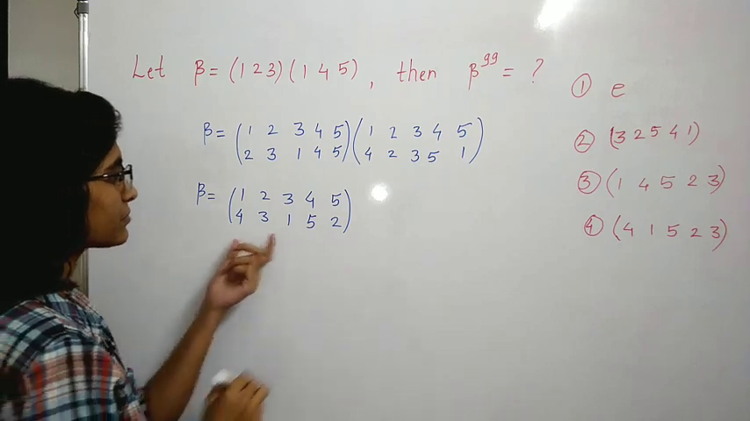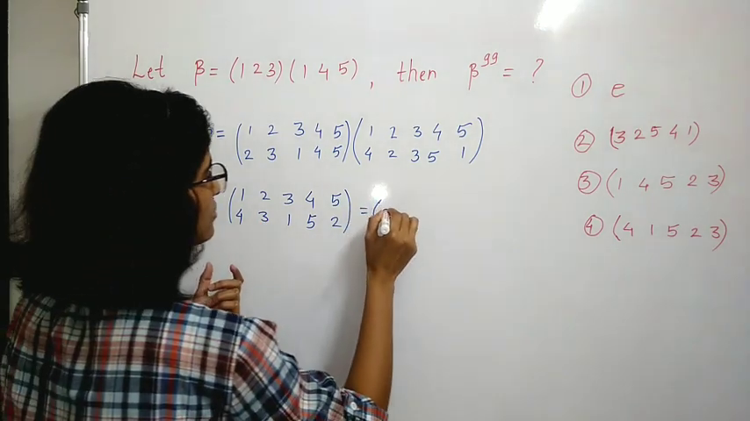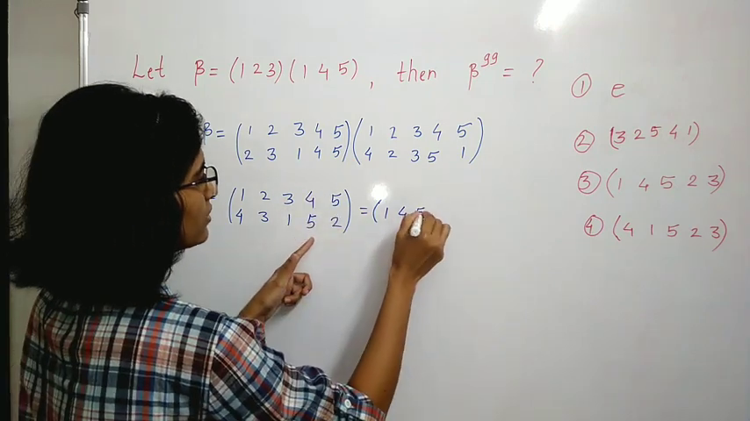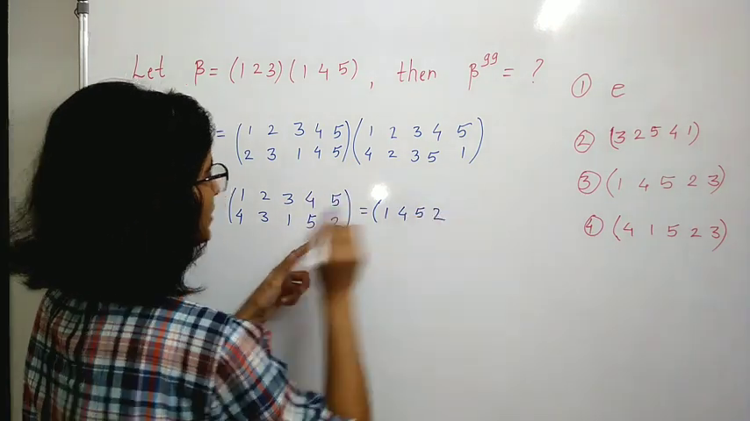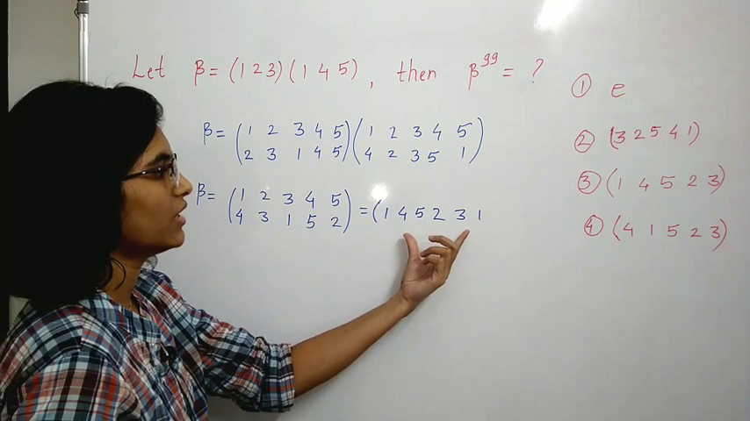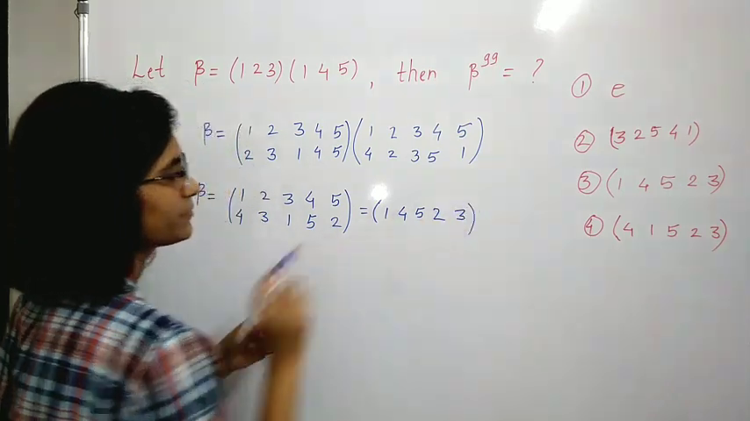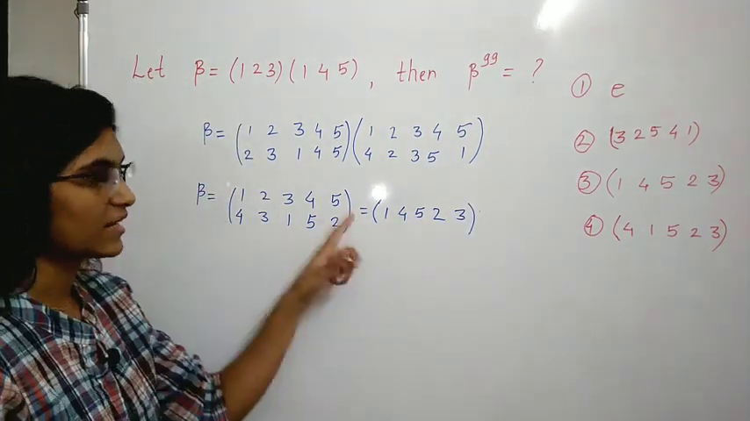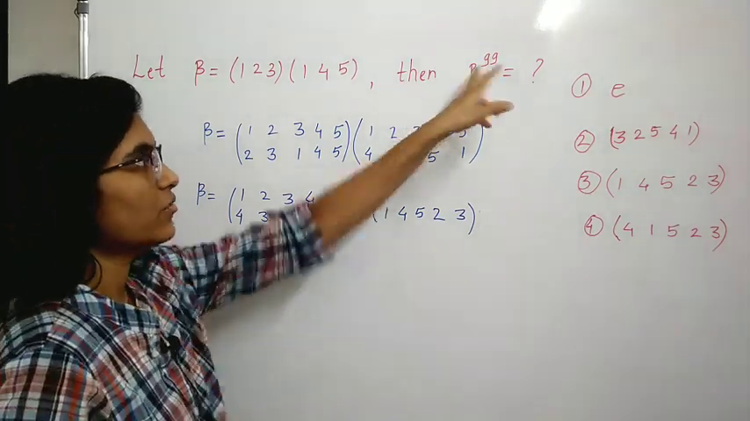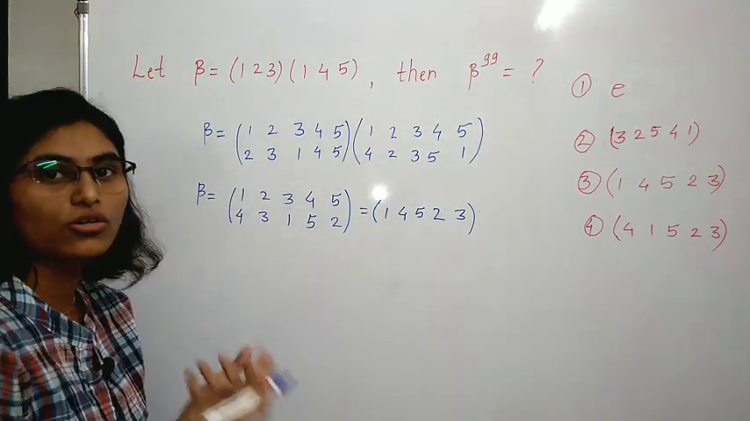Now, we can write this in cycle form as 1 maps to 4, then 4 maps to 5, then 5 maps to 2, then 2 maps to 3, and 3 maps to 1. But now we have to stop here because 1 is here, so just complete this cycle. So beta is exactly equal to this cycle (1 4 5 2 3). Now we have to take the power as 99. So for this, let us first find what is the order of this beta.